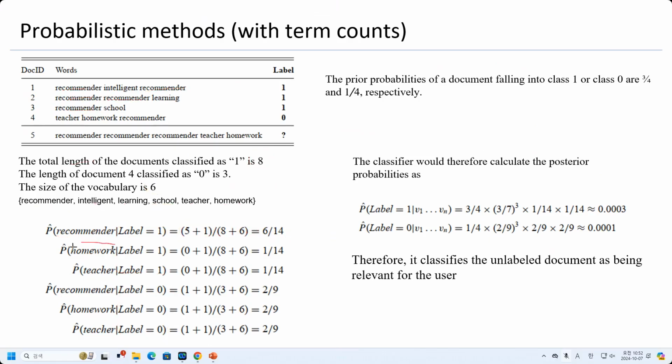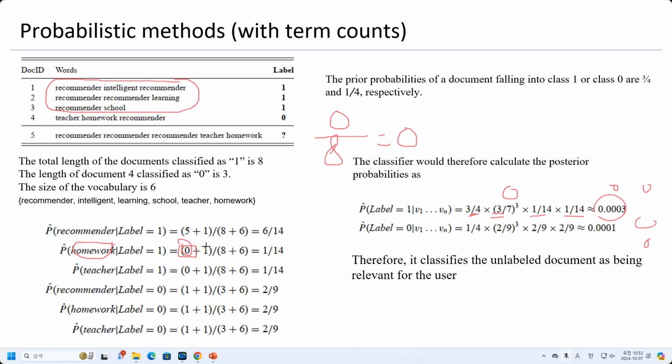Now, if you look at the word homework, there is no word homework in the label 1. Then it is 0. 0 divided by any value will always be 0. So when we have 0, what happens? The probability will be the multiplication of all those values. Anything multiplied with 0 will be 0. So if all are 0, then we cannot get the value.